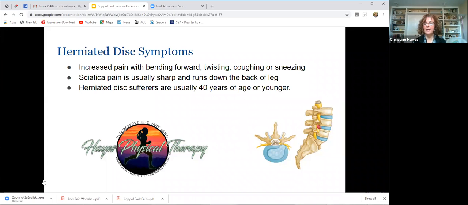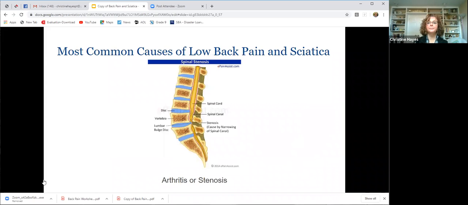So herniated disc patients usually are under 40 years of age or younger, but that's not a steadfast rule. I've treated patients in their 50s and 60s and even early 70s that have had herniated disc, but typically it's the younger population that has a herniated disc. And so we see that all the time.